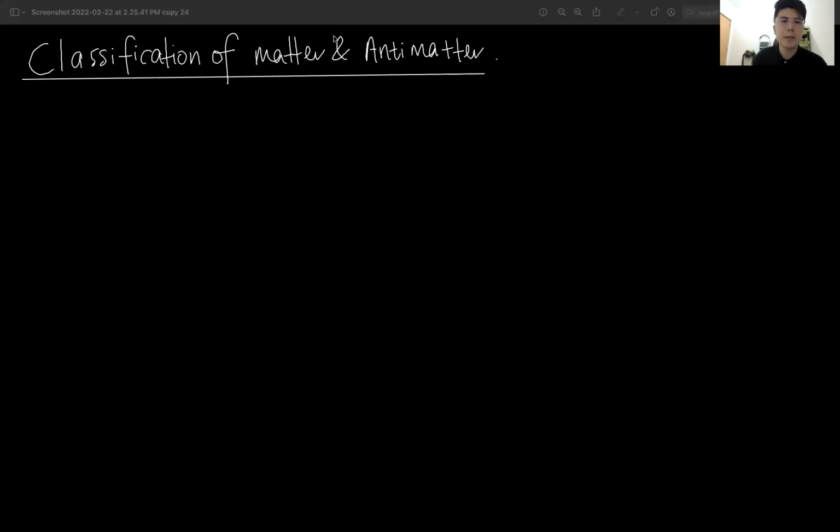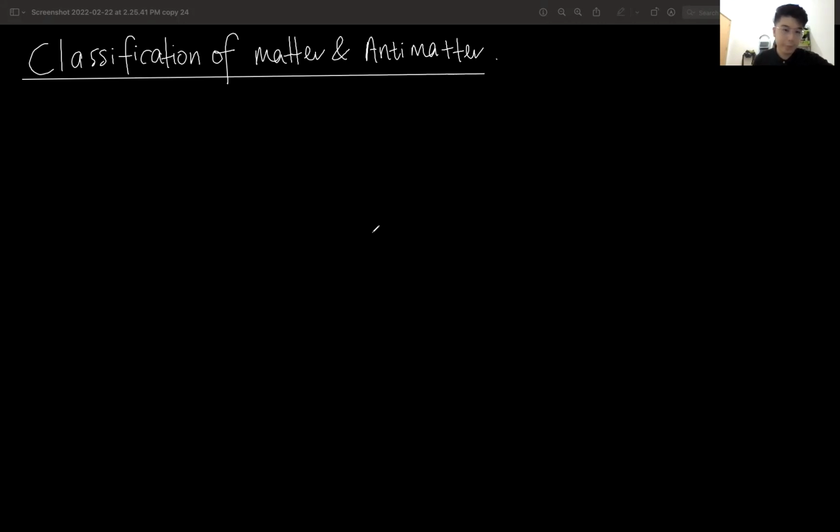Classification of matter and antimatter. Just now I showed you a table showing most of the particles. That is one classification: you have the boson, the fermions, the baryons, and the meson. Some of those are matter, some of them don't have mass. So here we have another classification where we only focus on matter and antimatter.